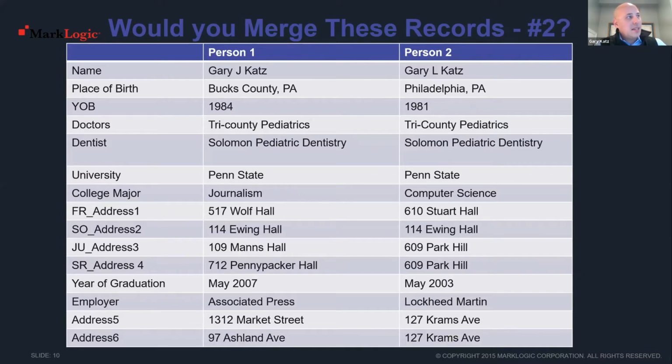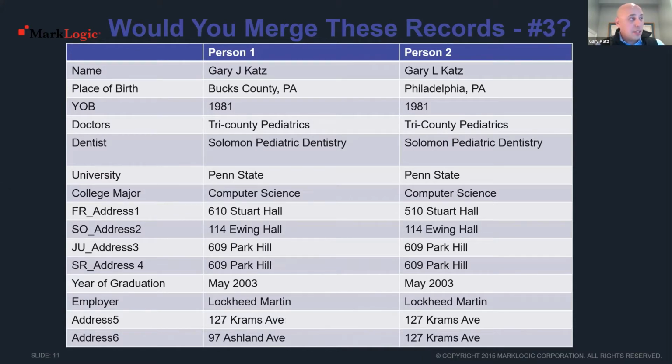What about these two people, Gary J. Katz and Gary L. Katz? So now I look at these folks, their years of birth are off by a few years. Their graduation years are also off by a few years. They have different majors. They have different living and address residences throughout college. So yeah, they've got the same name and they seem to be from the same hometown area. I should probably qualify that Bucks County is a suburb of Philadelphia. But I'd say that these are probably, if you're guessing, two different people who are off by a few generations. That's probably a good guess, right? So I would not merge these two people together.